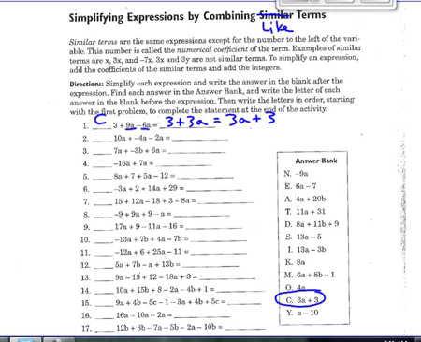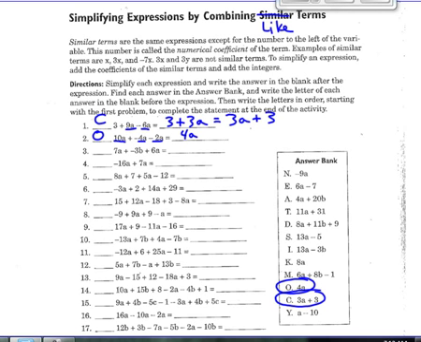Then I move on to number 2, 10a plus negative 4a. Okay, they have the same a's. So 10 plus negative 4 is 6a. And then minus 2a, again, still has a's. So 6a minus 2a gives me 4a. Going again, looking for that answer in the answer bank, gives me a 0 here.